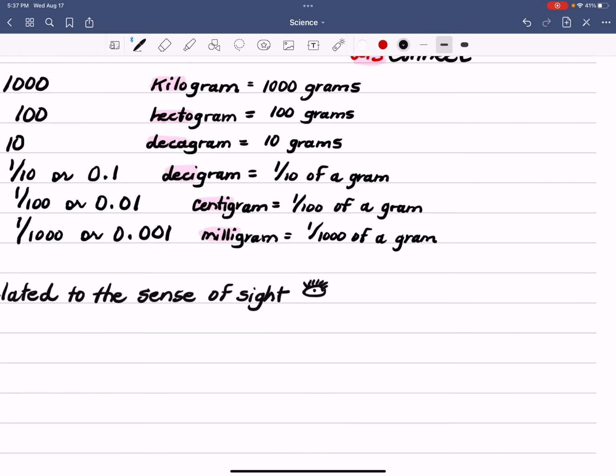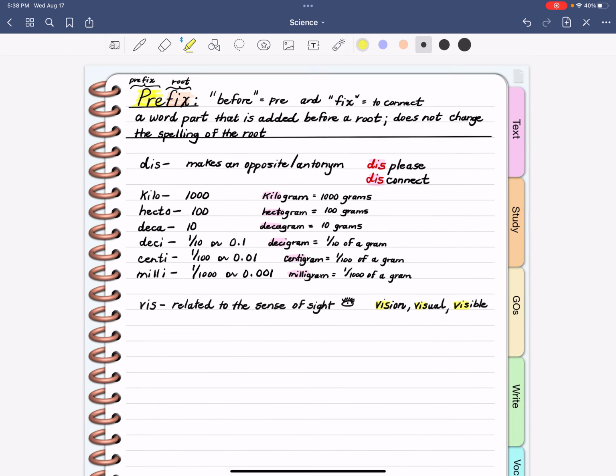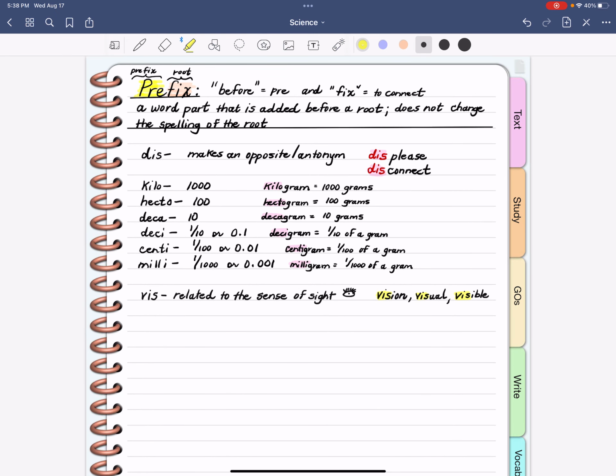But here are some examples of viz. We have vision. That's what the eye doctor tests. Visual is something that you look at to understand it. Visible means that it is something that can be seen. So anytime you're seeing viz, think vision, think the eye. It is something that can be viewed. Okay, that brings us to the end of the vocabulary for this lesson, so I will see you soon for the next part.